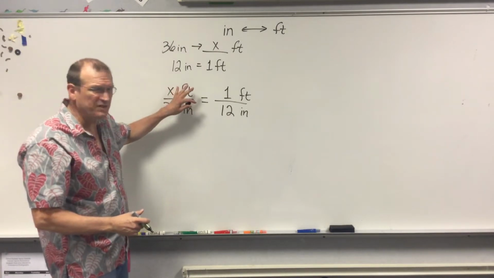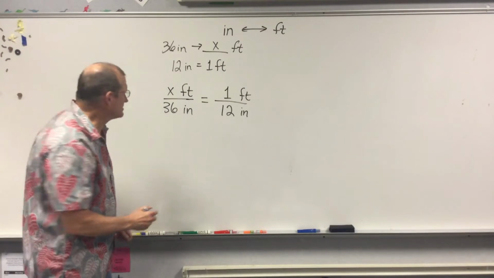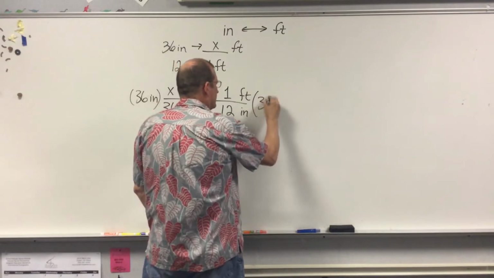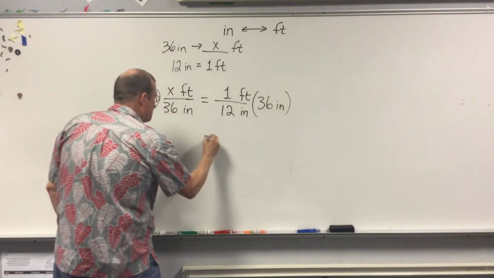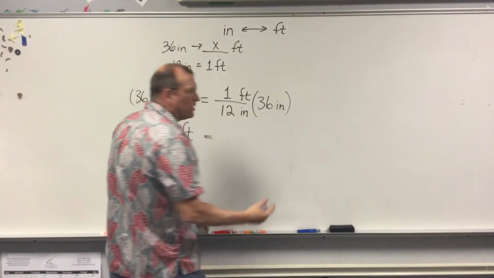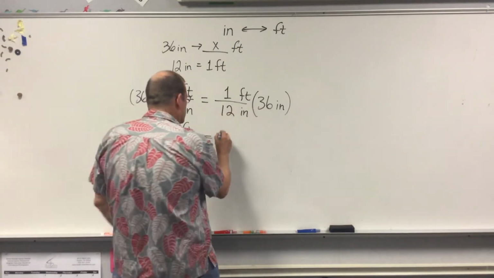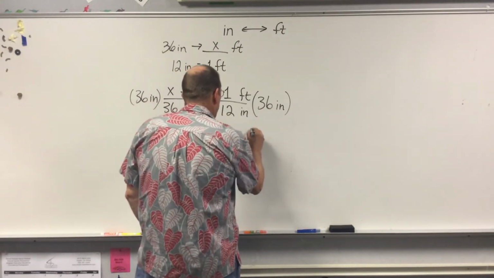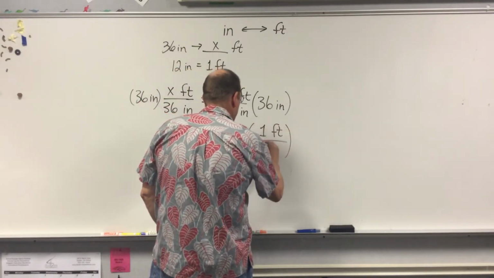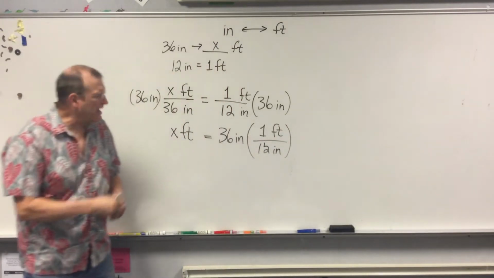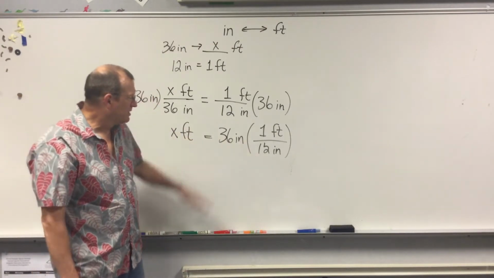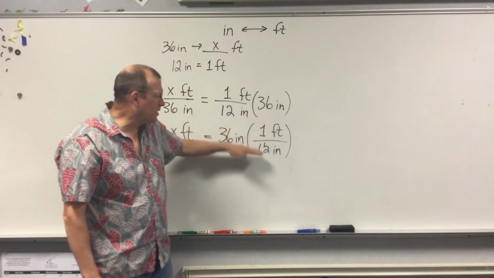Now, in order to solve this, we need to isolate the x, so we would end up multiplying both sides by 36, and we would end up with x feet equals this math. Now, I am going to reverse this, and I am going to write this as a fraction here. And so now, in order to solve for this, when you look at what you've put together here, you have 36 multiplied by 1 over 12.